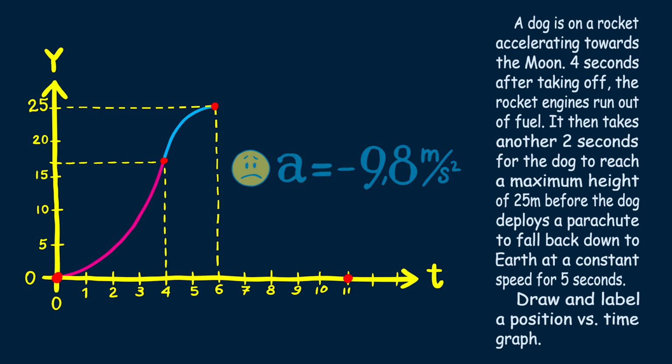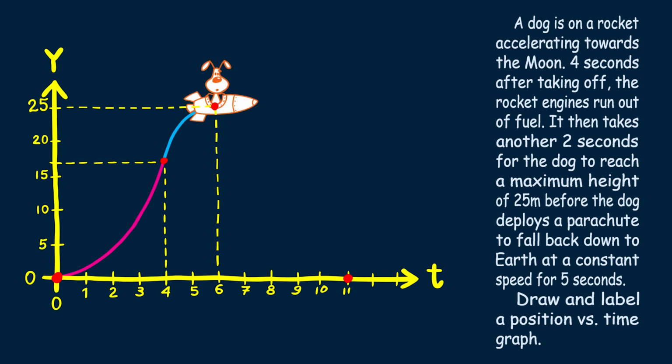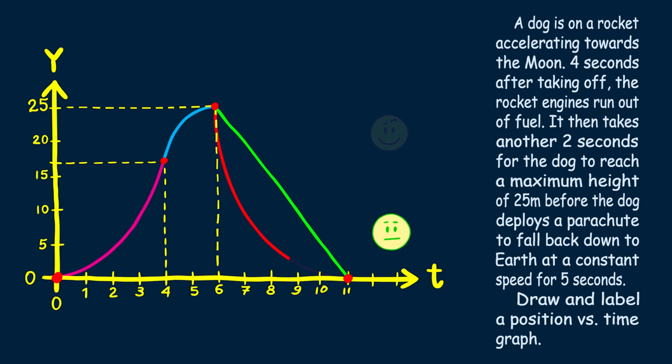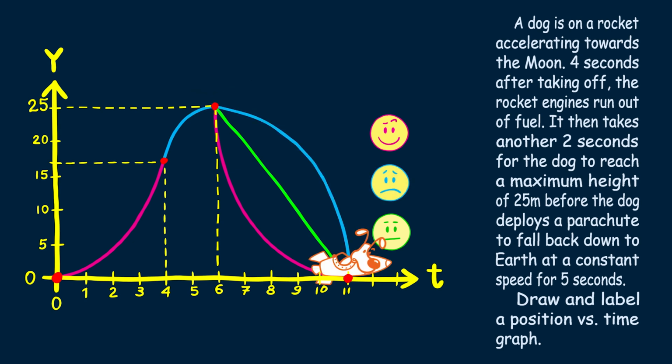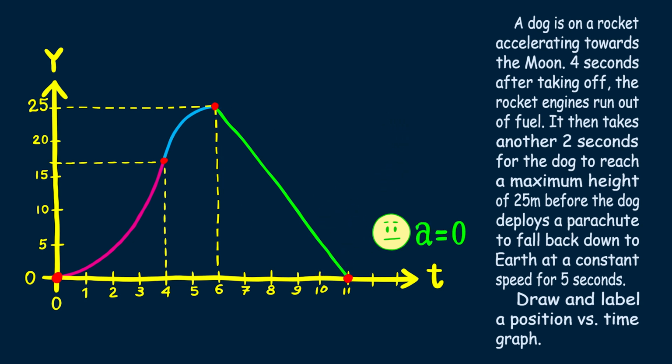The final step is to connect the last 2 time points, from when the dog is at its maximum height to when it reaches the ground. Again, we have 3 options. We can draw a straight line, we can draw a concave up curve, happy face, or we can draw a concave down curve, sad face. Since in the word problem it states that the dog falls back down to the ground at a constant speed, this means the acceleration is 0. And since the acceleration is 0, we're going to use the straight line to connect these last 2 time points.